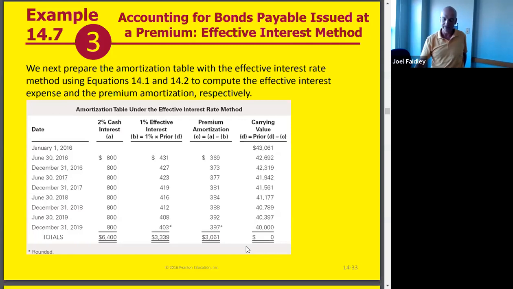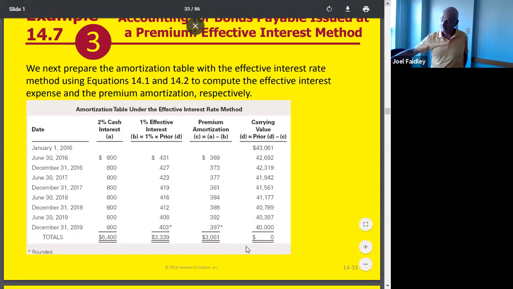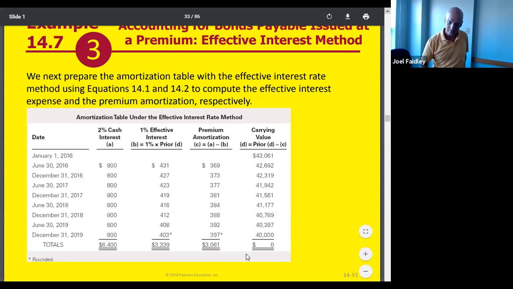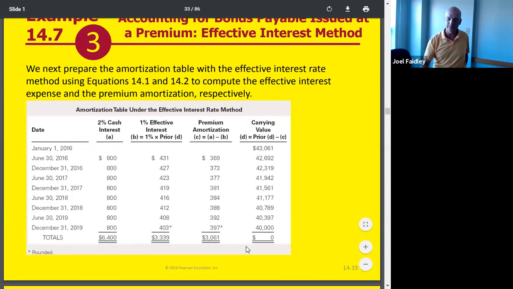My plug number is the amortization. So I'm calculating the effective interest expense. Right? I calculated this. So my plug number is always going to be the premium amortization or the discount amortization. Always remember that. You can't calculate this except by subtraction from what you've already recorded as your journal entry. That's calculated. That's my plug.